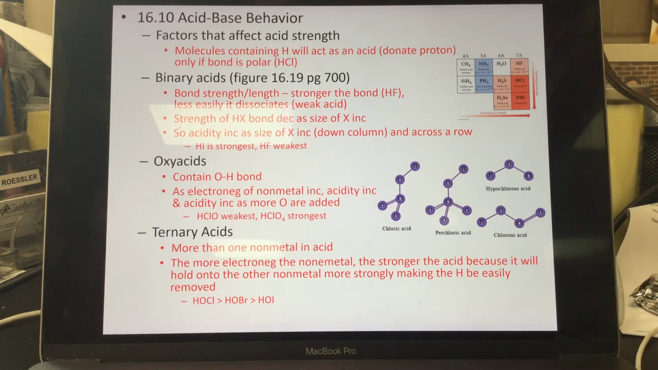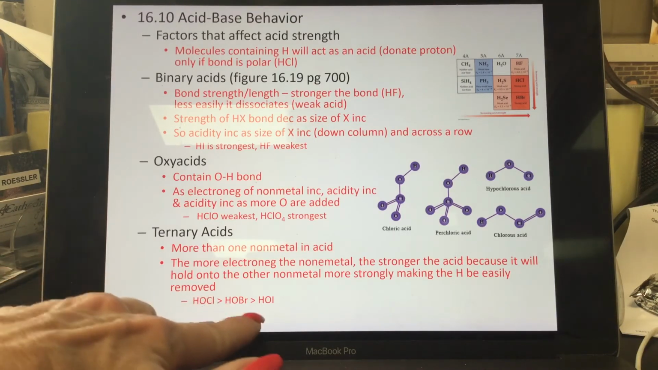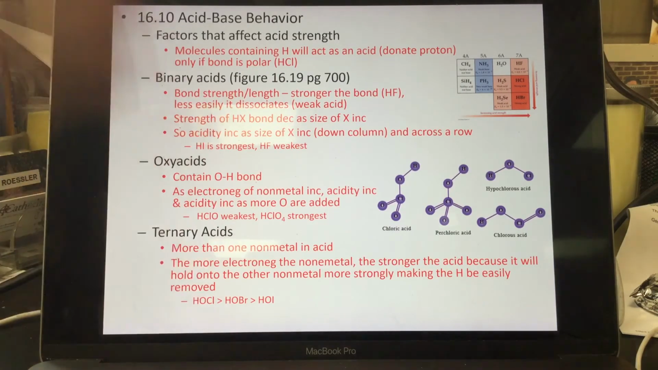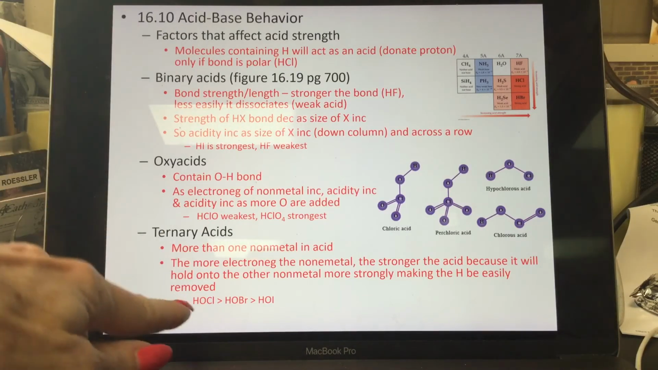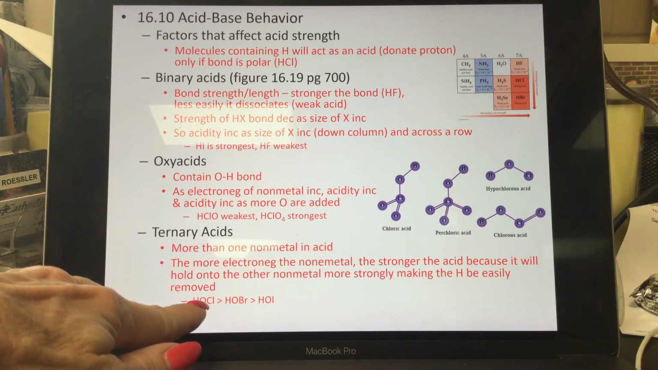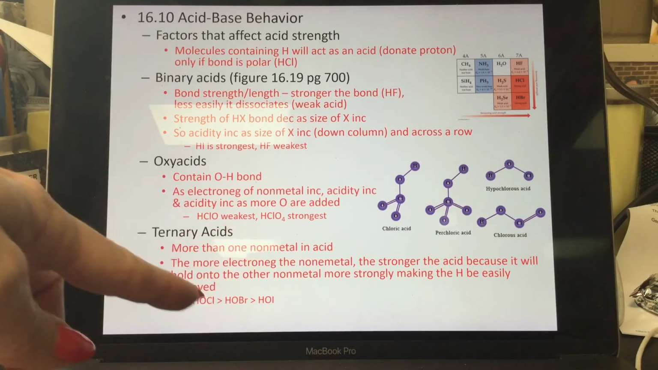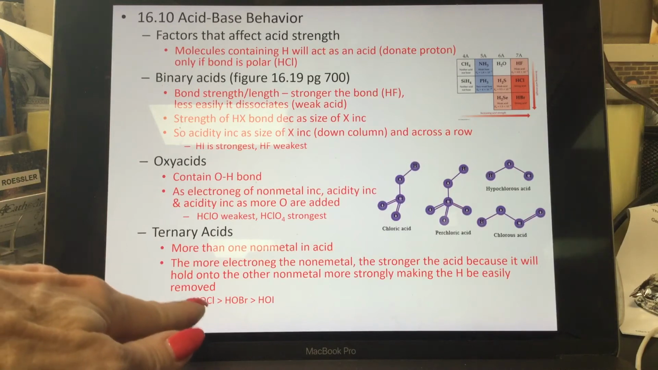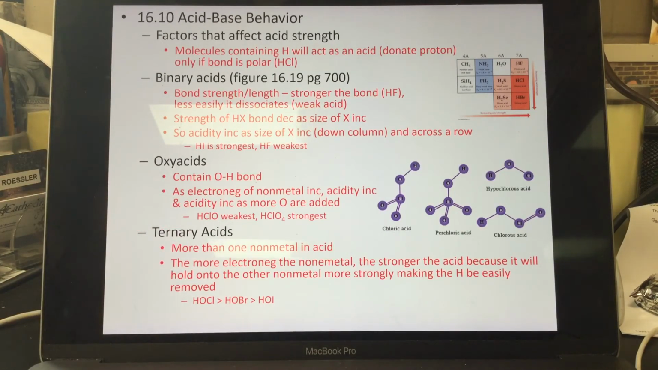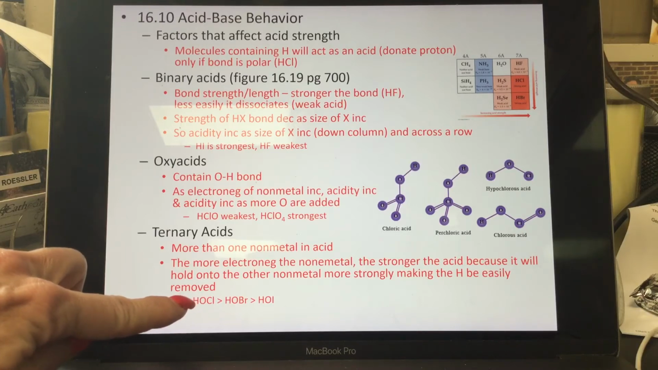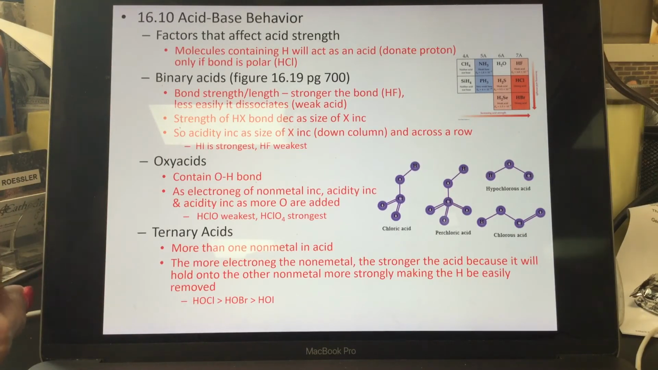So in terms of, again, comparing these acids here, HOCl, which is hypochlorous acid, because chlorine is more electronegative than bromine or iodine, it's going to pull the electrons on the oxygen more towards it and weaken the bond between the oxygen and the hydrogen, so the hydrogen can be removed more easily.